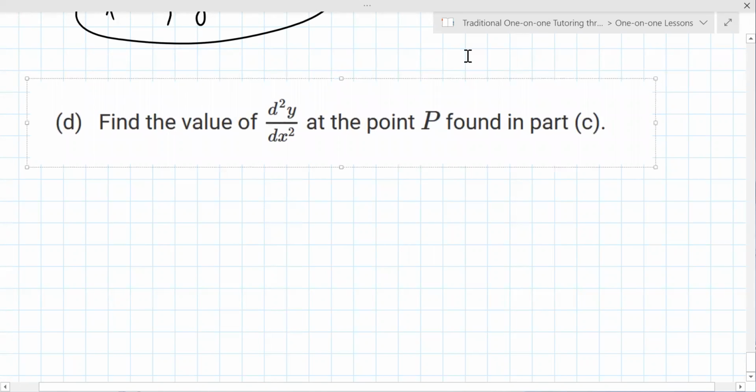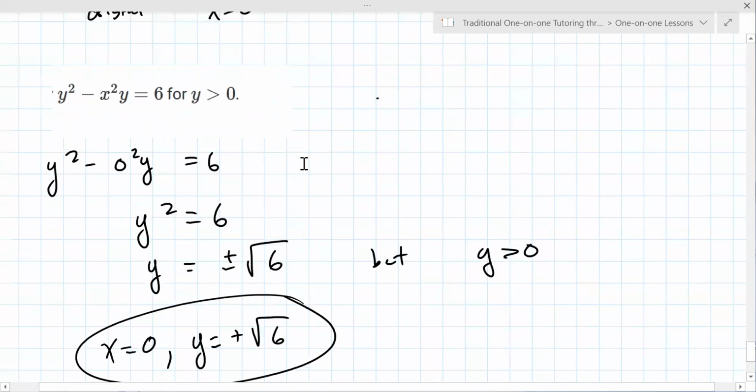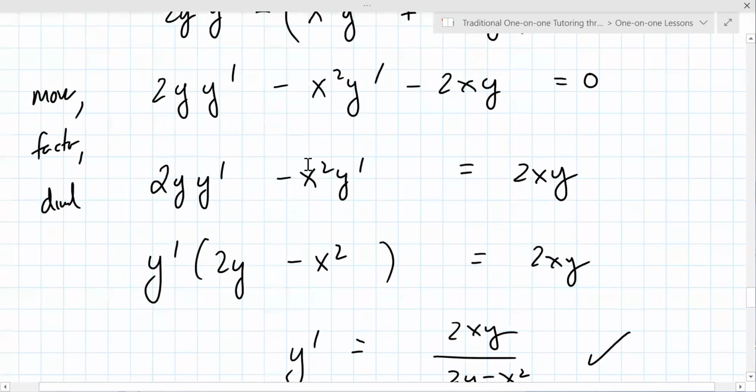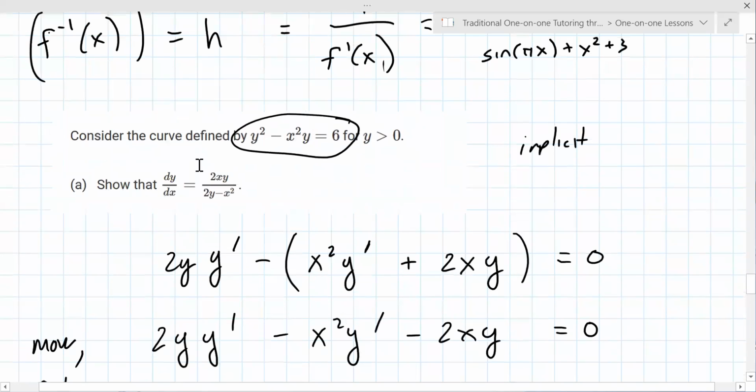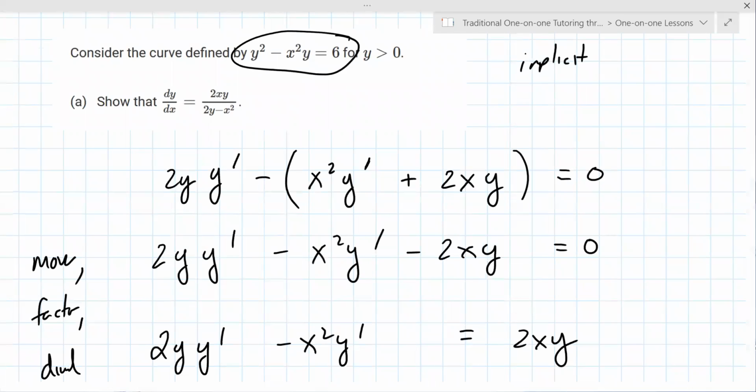Okay. Find the value of d squared y dx squared at point P found in part C. So we found the point. The point was 0, square root of 6. But we don't have the second derivative. It would have been good to know the second derivative was coming up because there's a step right here.